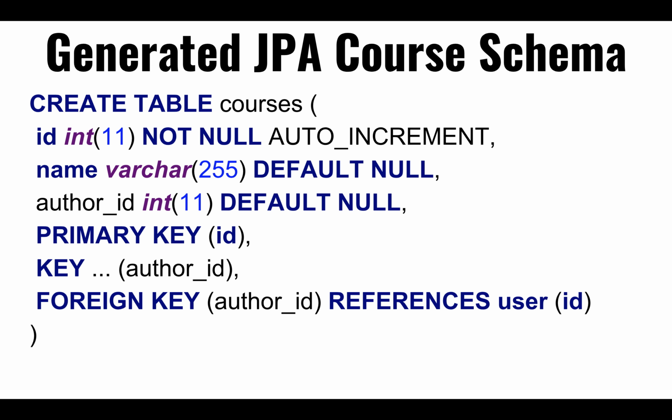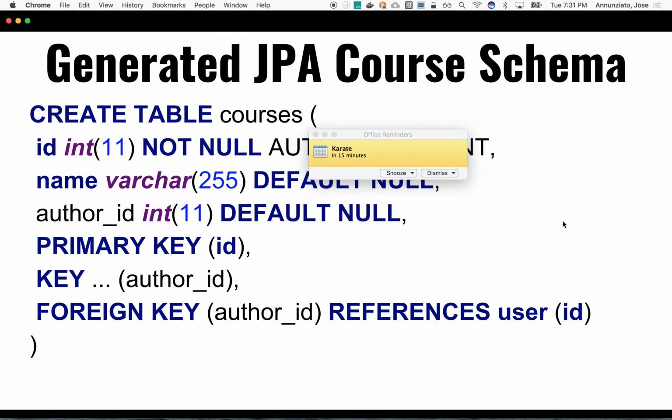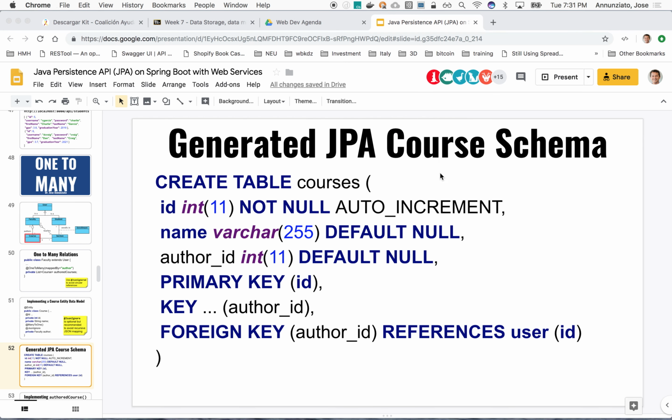So here's courses. Notice courses has an auto increment, and a varchar for the name. Notice that it has the author underscore ID. I took the mapped by example of the field for declaring the foreign key, and it added the foreign key constraint. And it has its own primary key. And I think, no, we're not going to karate.